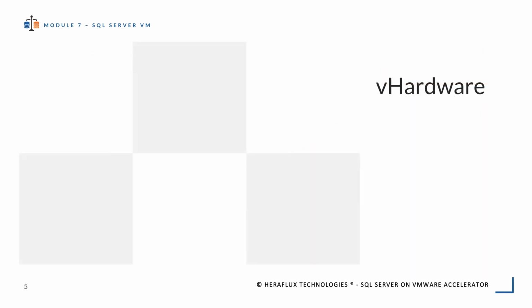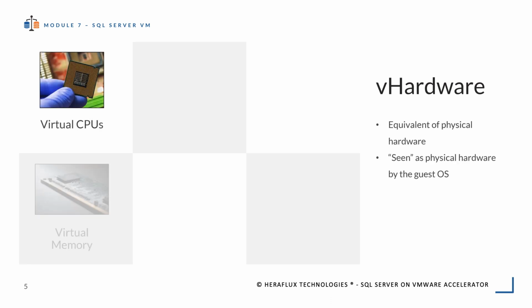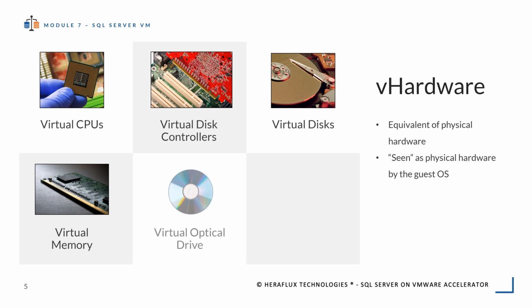This virtual hardware list contains all of the essentials that you would have on a regular server. You have virtual CPUs, virtual memory, virtual disks and disk controllers, even virtual optical drives that you can put fake CDs in. You also have communications means like virtual network adapters. This is all of the virtual hardware that is, quote, seen as real hardware by your guest operating system. It doesn't know that it's emulated and not directly present in that physical machine.